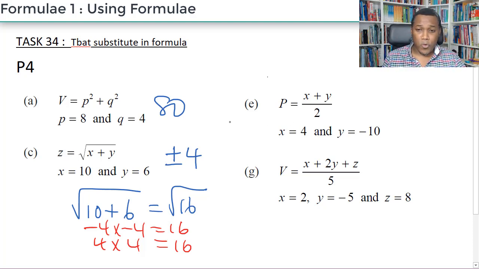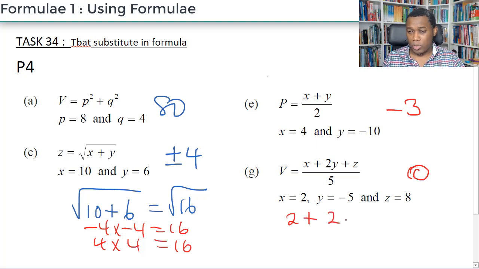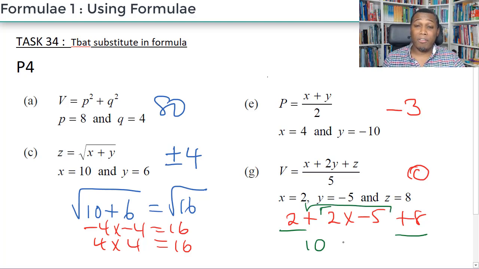Okay. For E, I'm getting minus 3 as my answer. So that's what I recommend, E minus 3. And G, all that hard work, and what do you get? 0. So for G, 0 is what you should be getting, and I'll just put that in. We have 2 plus 2 multiplied by minus 5 plus 8. And yeah, you can see it there. 2 plus 8 is 10. And then the positive 2 times the minus 5. 5 2s are 10, but the signs are different, so you're going to get a negative. So the numerator is going to be 0.